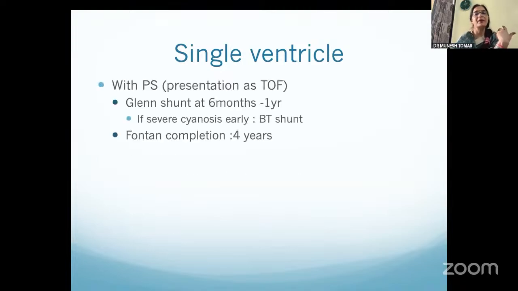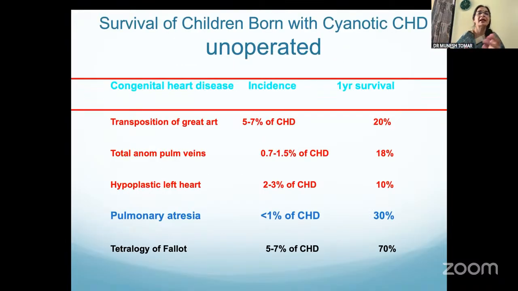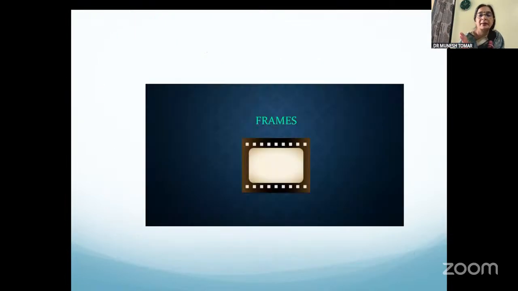Single ventricle is a complex situation where you don't use both ventricles and you have to go for surgery in a staged pattern in these babies. This is the survival of children born with cyanotic heart defects. If they are unoperated, in TGA only 20% survive one year, TAPVC only 18%, tetralogy of Fallot 65 to 70%. For the majority of cyanotic heart defects, if you do not intervene, you lose them by the first birthday. So that is the importance of diagnosing them on time and intervening on time.